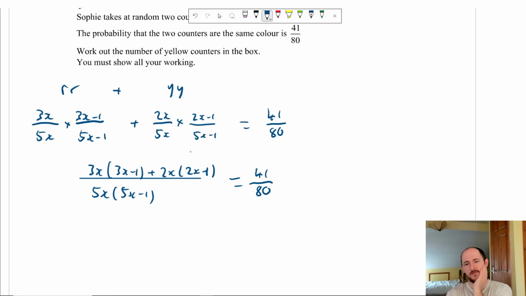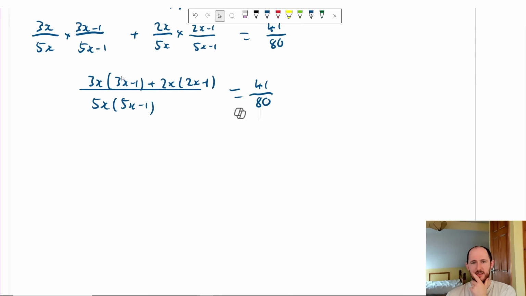Now, let's expand and simplify the top just to keep it nice and easy. 3x times 3x is 9x squared. 3x times minus 1, minus 3x. 2x times 2x is 4x squared. 2x times minus 1 is minus 2x. Again, I'm not going to expand. Actually, yeah, let's do it.